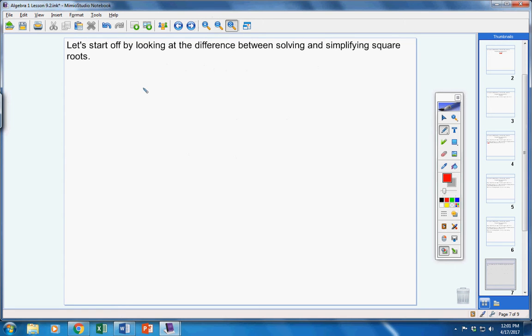Let's start off by looking at the difference between solving and simplifying square roots, okay? Solving and simplifying square roots. Now, first of all, I would like you to copy this in your notes, would you please? Copy down the square root of 50. I hope by now you're freshmen in high school, or 8th graders, whatever it might be. You should know by now how to find the square root of a number, but in case you've forgotten, here's a quick example. The square root of 16 is 4, because 4 times 4 equals 16.